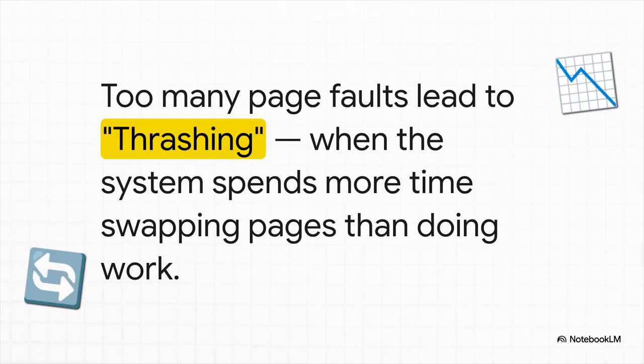Now, the absolute worst case scenario here is a condition called thrashing. This is when the system has so many page faults that the computer spends almost all its time just swapping pages back and forth from the disk. It's like a reader who spends more time running to the bookshelf and back than actually reading the book. The computer gets incredibly slow because it's completely bogged down just trying to manage its own memory.